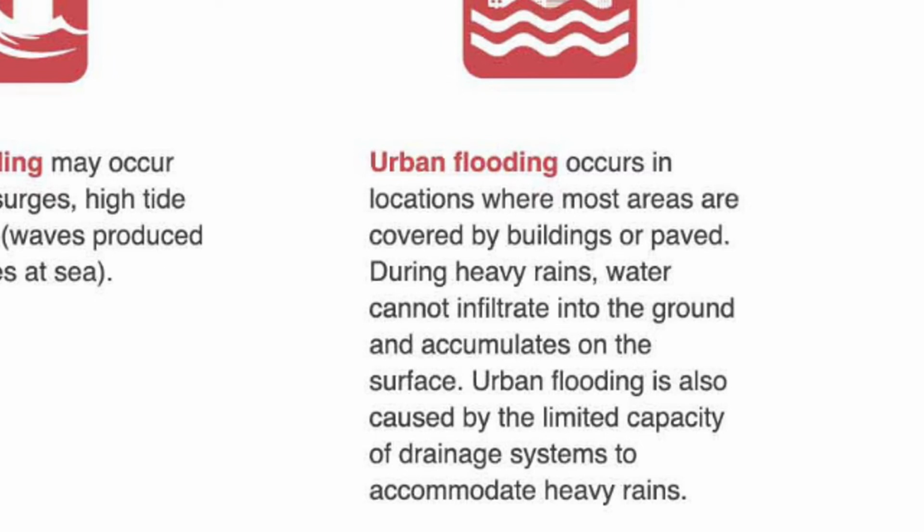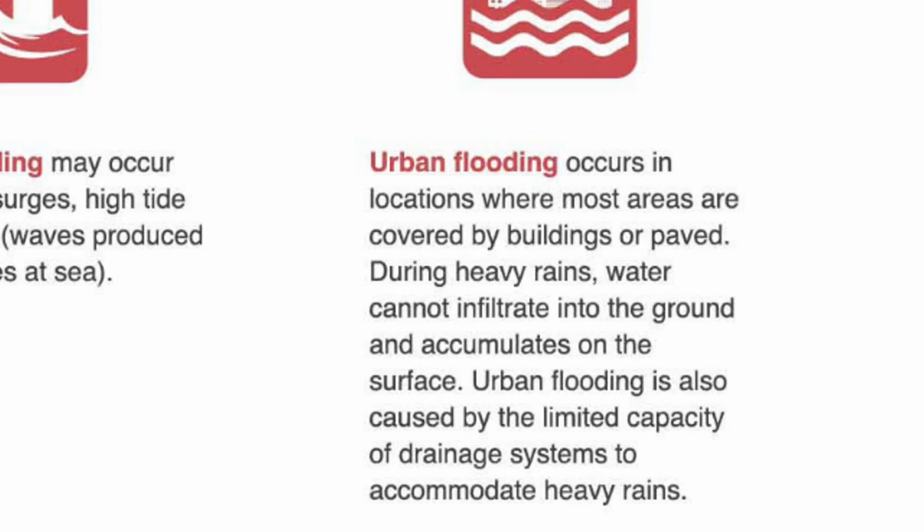Urban flooding occurs in locations where most areas are covered with buildings or paved. In most areas where the ground is covered with buildings or paved, water cannot infiltrate the soil itself, which is why water is instead repelled and collected above the ground itself. During heavy rains, water cannot infiltrate the ground and accumulates on the surface. This causes what we call urban flooding. It is also caused by the limited capacity of drainage systems to accommodate heavy rains.